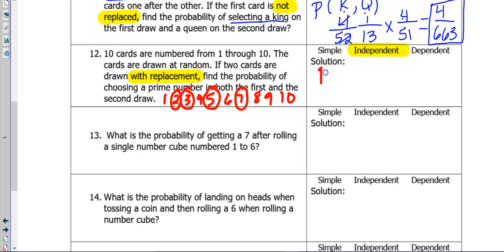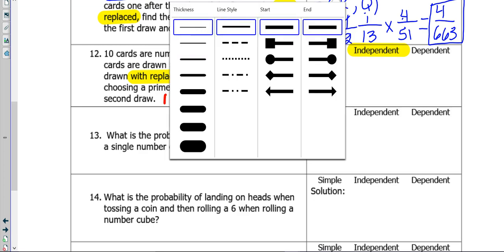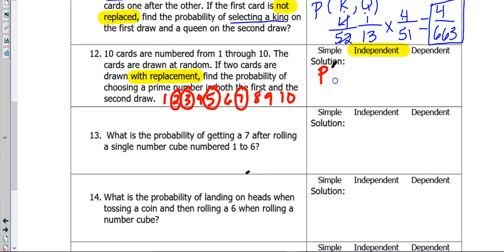So we're looking for the probability of drawing a prime number, and then another prime number. And this is independent. So we have 1, 2, 3, 4. We have 4 out of our 10 cards are prime. And then the second draw, because we put it back in, we still have 4 out of 10.